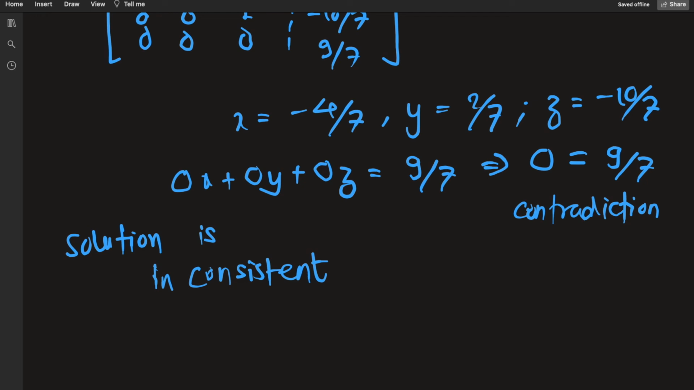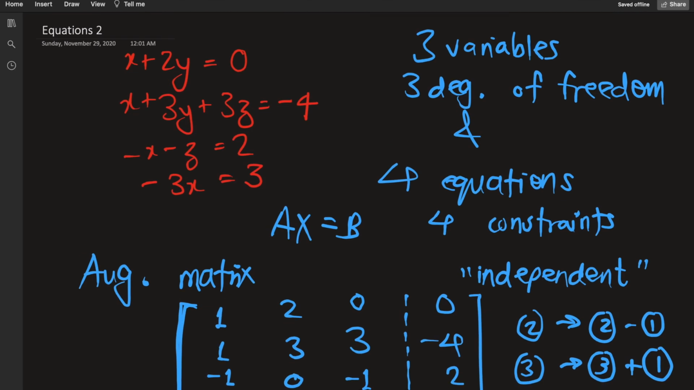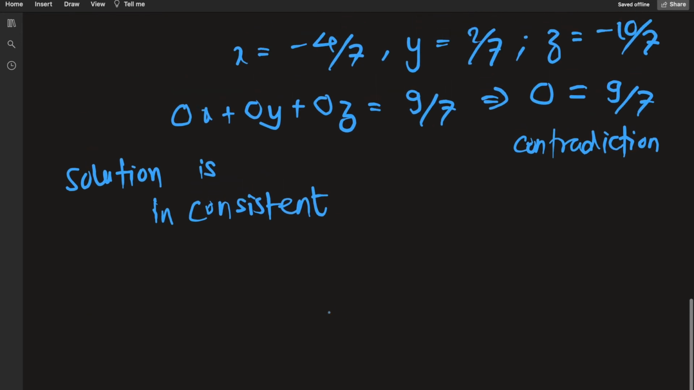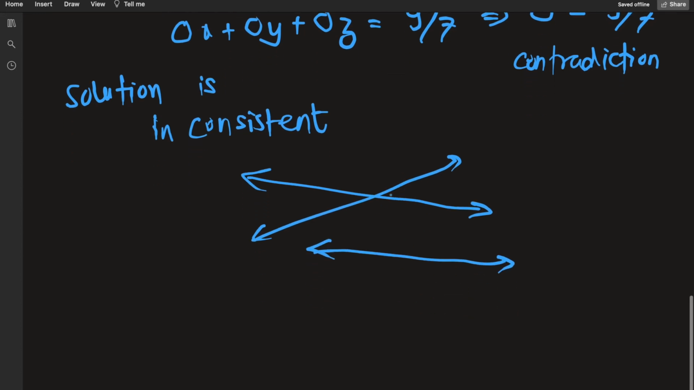So practically it doesn't exist. And stuff like this happens when you have, say, one equation and others which are basically intersecting, but any other equation is parallel or just aloof from all of them.